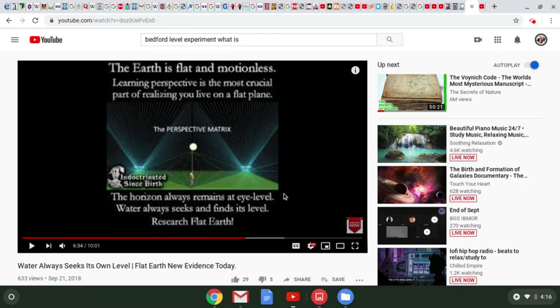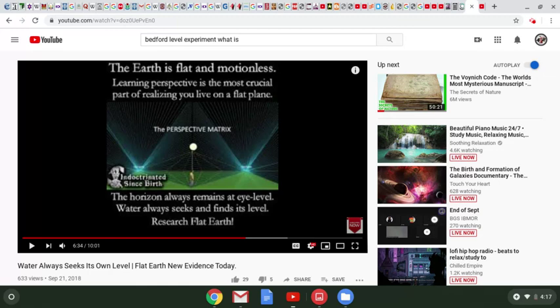Body bag for the illusion. The Earth is flat in motion. This learning perspective is the most crucial part of realizing you live on a flat plane. We overstand that we're talking about a realm of existence, not just, the earth is from here to here. You're talking about a realm. The earth is a realm, not a spherical spinning realm, but a stationary plane, a stationary realm. Again, the etymology of planet, you're just talking plane, to spread out, flat. That's just in the word.